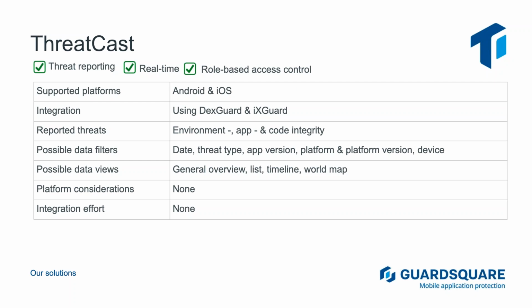So Threatcast supports both Android and iOS. It's of course necessary to implement the REST feature set for this, and it will report the threats back to the online platform where you can read that data. So the integration effort and platform considerations are actually none. It's really straightforward, easy, and fast to integrate in your project.